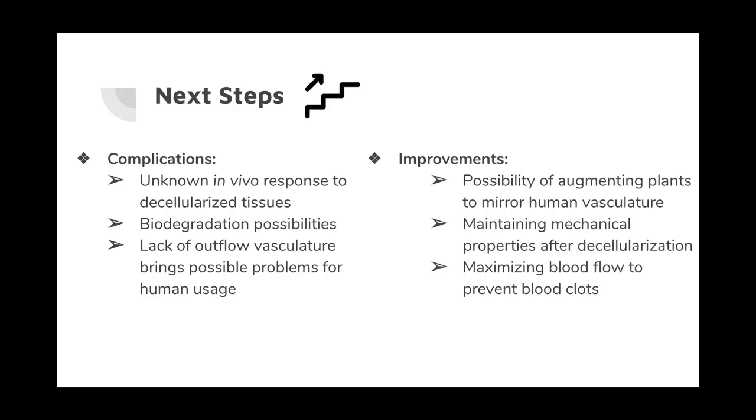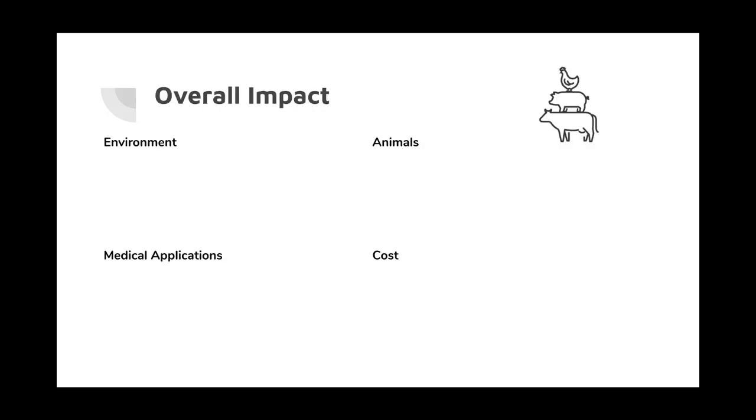I guess our overall impact, there's an impact in the environment with animals, in our medical applications, and the cost. So first of all, for the environmental aspect, a lot of materials are made with plastics which use non-renewable resources such as petroleum to make, and alongside we sometimes use Teflon in our biomaterials, which often creates toxic byproducts, which we want to avoid. And so with plants, we don't have to even deal with this.